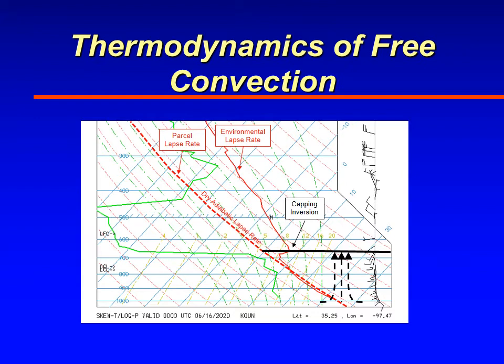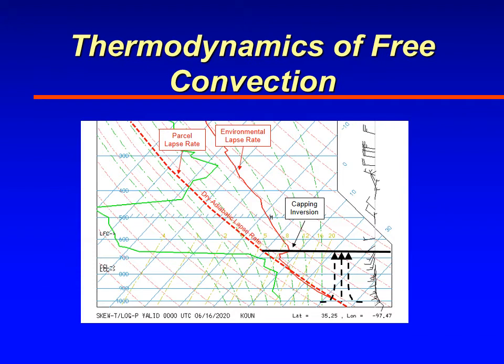I've taken away the warmer and colder than the environment shading, and in this case, you can see where the capping inversion is. And also I drew some arrows to indicate that that is typically the height at which thermals rise.